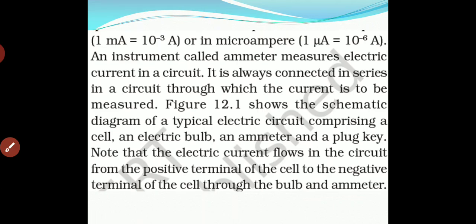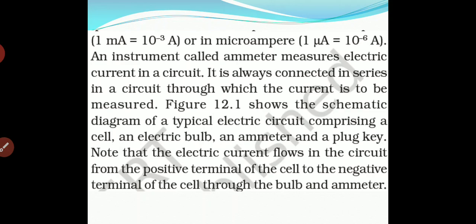Now 1 milliampere is equal to 10 raised to minus 3 ampere, and 1 microampere is 10 raised to minus 6 ampere. We know it very well, milli and micro. So 1 milliampere is equal to 10 raised to minus 3 A, and the same way 1 microampere is equal to 10 raised to minus 6 ampere.